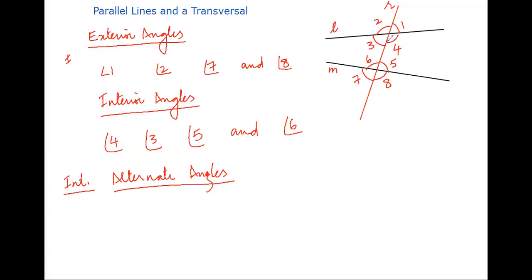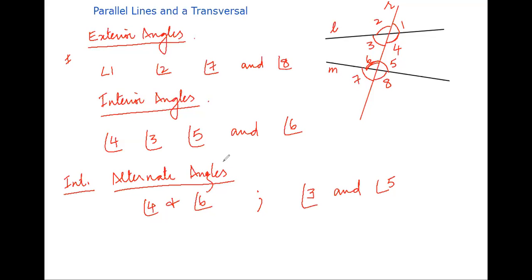Angle 4 and angle 6 is one pair of alternate interior angles. Angle 4 and angle 6. What is the second pair of interior alternate angles, students? Angle 3 and angle 5 is the second pair of interior alternate angles. Am I right? Okay. So we have done exterior angles, interior angles, and interior alternate angles.